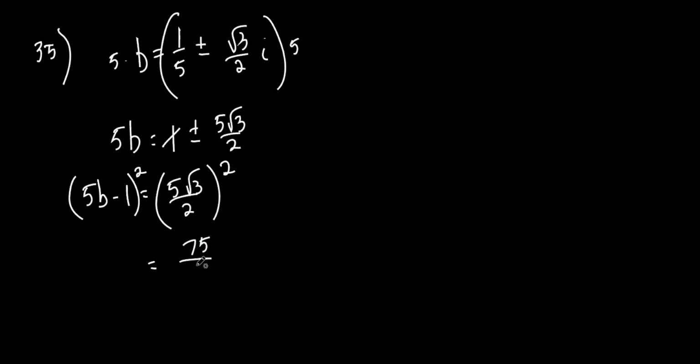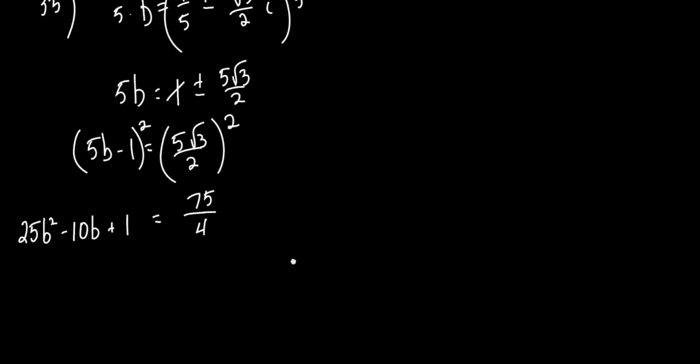75 over 4, because you're squaring the 2 as well. You're squaring everything in there. Okay, let's do this one. What's 5b minus 1 quantity squared? It's 25b squared. Let's do the middle. 5b times negative 1 is negative 5b. Double it, negative 10b. Double 5, it's 10. Plus 1. Okay, now we got to take this and move it over here.